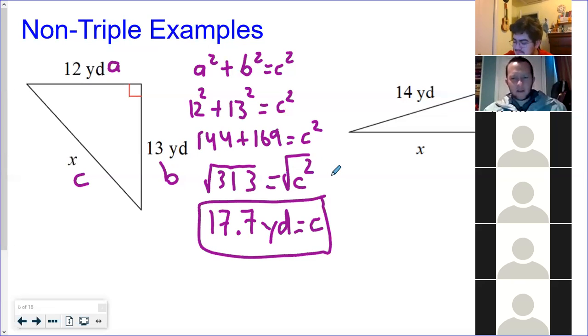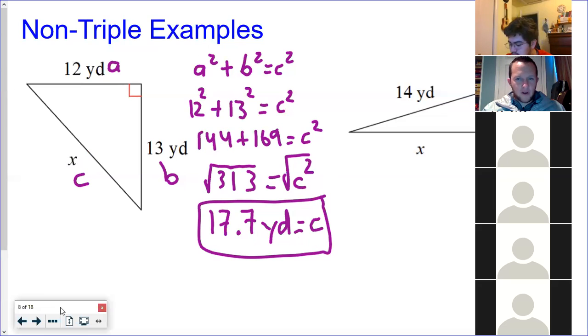You guys okay with that? You will need a calculator to do the square roots because you can't do that in your head. At least I can't. Awesome. So that would be an example of finding the missing hypotenuse using the Pythagorean theorem when it doesn't work out so neat. It's not just perfect squares.